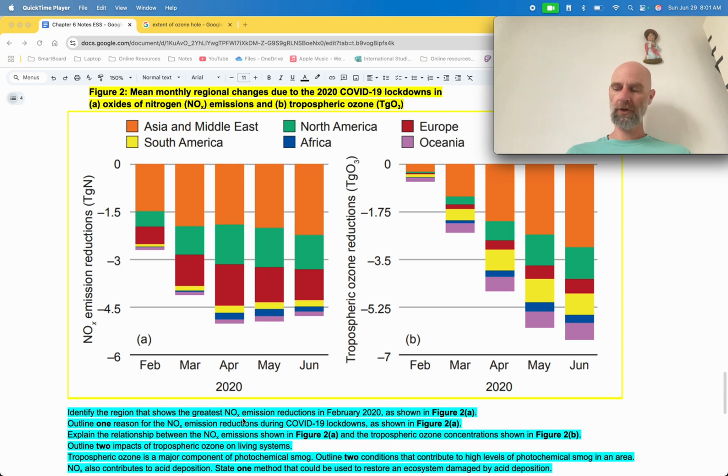as shown in figure 2A. So this one right here, you go to February right here. What color do you see strongest? Asia, Middle East, the orange.